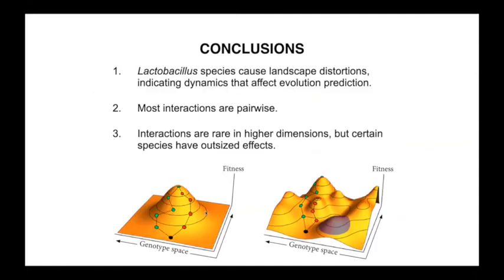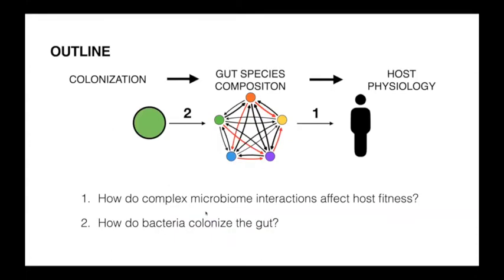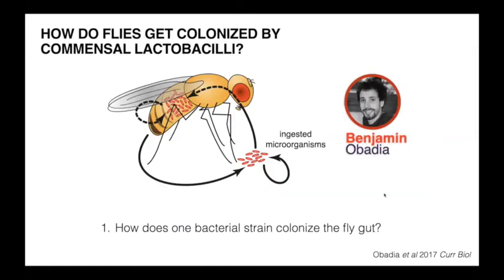So with that in mind, I want to switch over to thinking about colonization of the fly's gut, because these compositional effects that are determining the physiology are determined by the ability to be colonized. And so Benjamin Obadiah was the first postdoc who worked with me at Berkeley, and he decided to take a very focused approach to understanding how an individual bacterium colonizes an individual fruit fly. An individual species of bacteria colonizes the fruit fly.